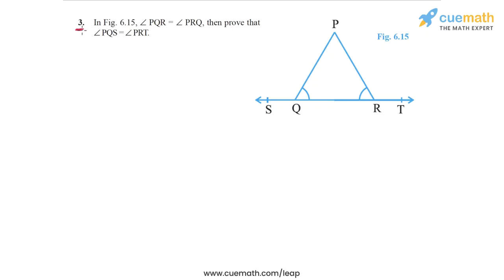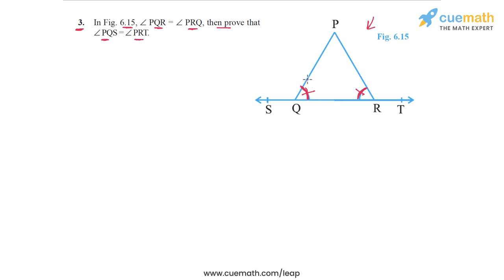In question 3 of this exercise, here's what the problem statement says. In figure 6.15, this figure that you see here, angle PQR is equal to angle PRQ. So angle PQR is this angle here, angle PRQ is this angle. These two angles are given to be equal, so let's mark them as equal. And then the problem statement goes on to say, then prove that angle PQS should be equal to angle PRT.